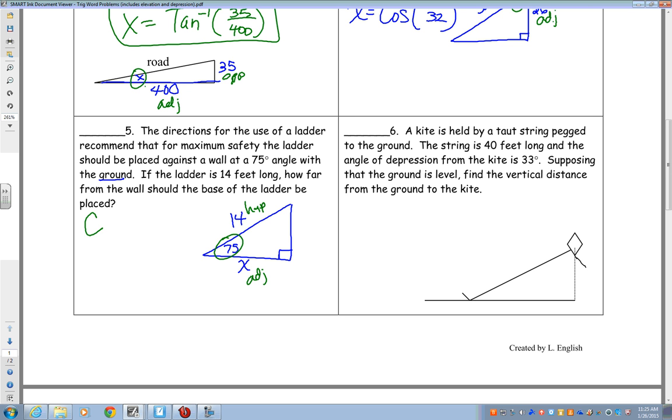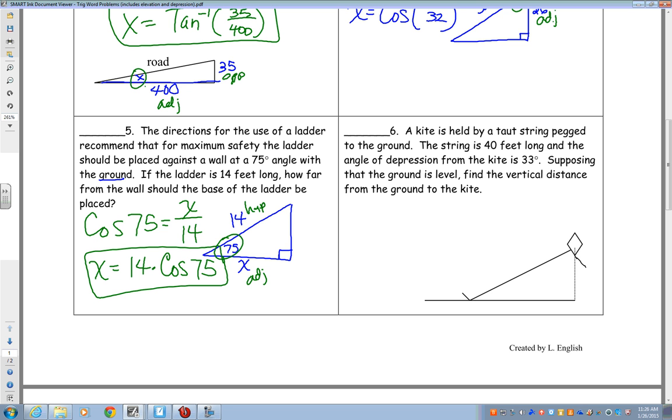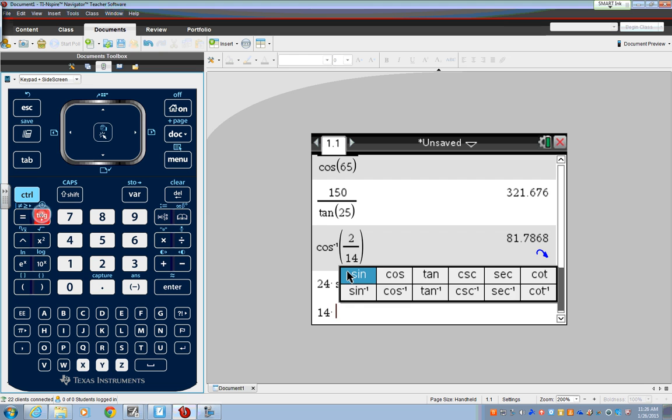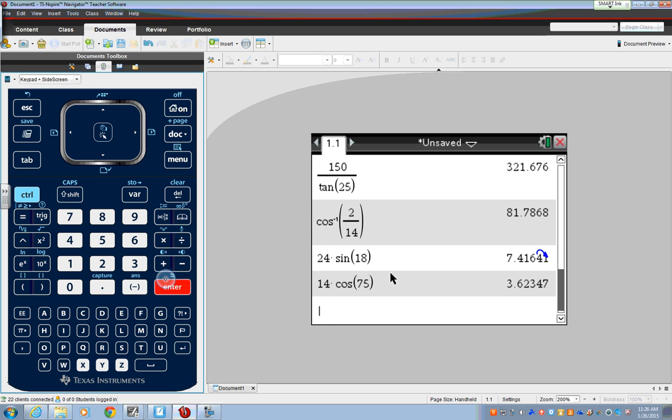So the cosine of 75 equals adjacent over hypotenuse. Now, we multiply. How do we know that, Christian? Because x is on top. All right, so x equals 14 times the cosine of 75. That's the calculator-ready part. That's the part you can still get full credit if you show it. So let's type that in. 14 times the cosine of 75. 3.6. We're going to round to the nearest tenth. 3.6.